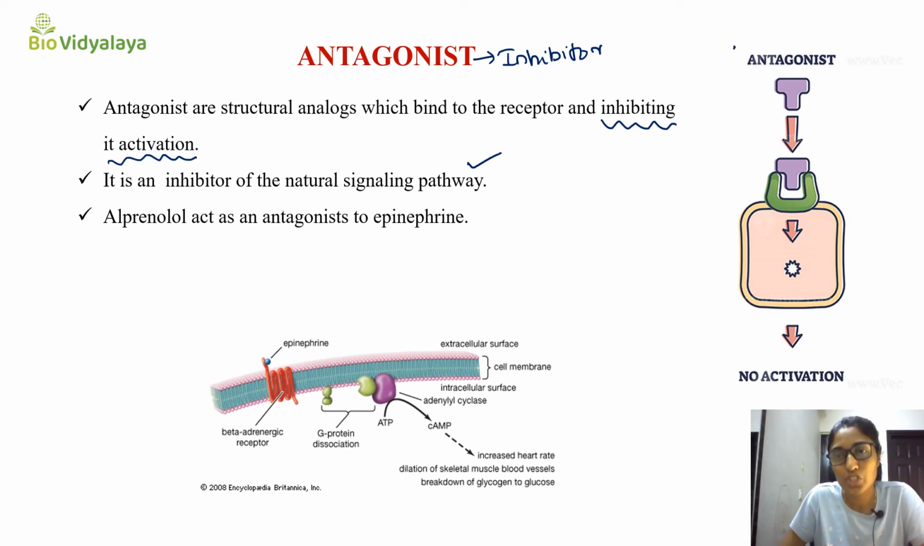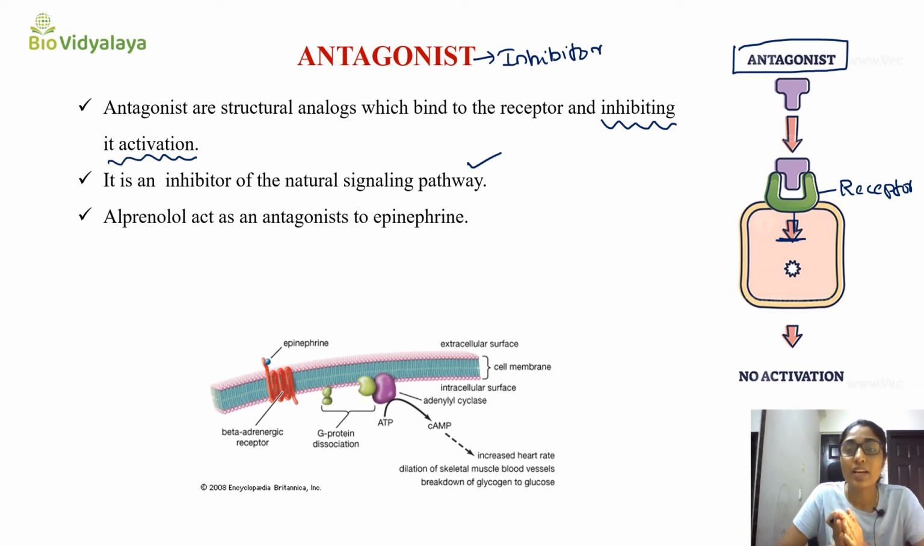See this picture here. You can see that this purple one is the antagonist. It is binding to the receptor and inhibiting the receptor activation, so the normal cellular signaling pathway will not occur. So an antagonist is an inhibitor of the receptor, or we can say it is a blocker of the receptor.